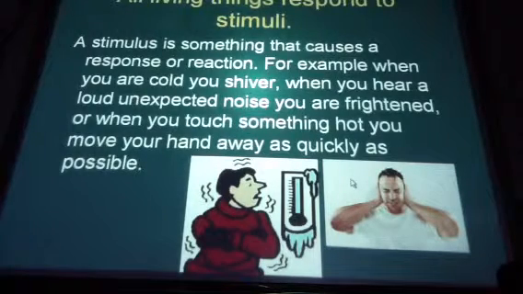All living things respond to stimuli. A stimulus is something that causes a response or reaction. For example, when you hear a loud noise, it might frighten you. When you're cold, you shiver. Or when you touch something hot, you move your hand away as quickly as possible so you don't get burned too badly.